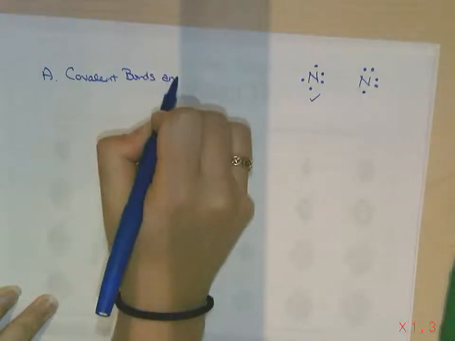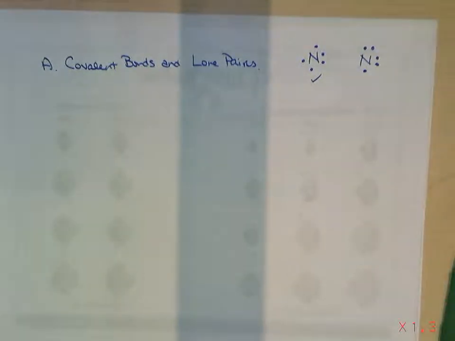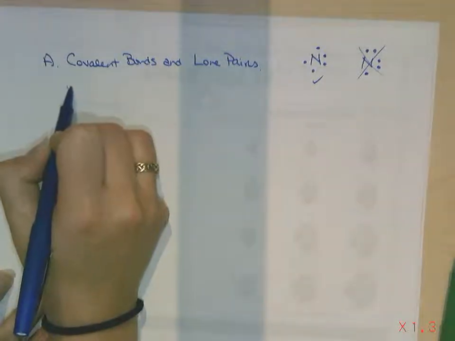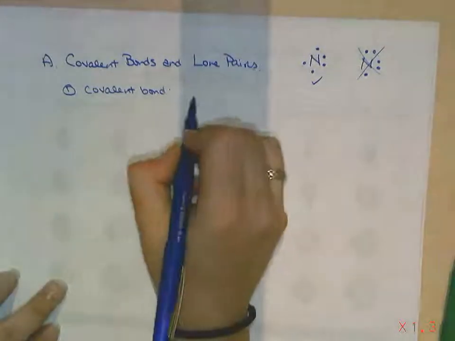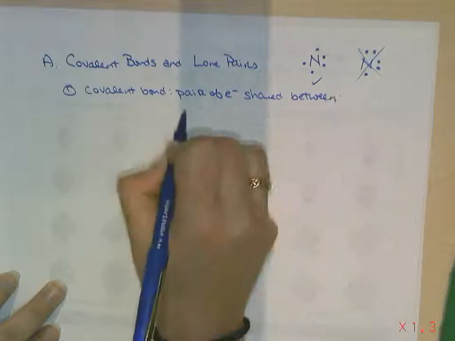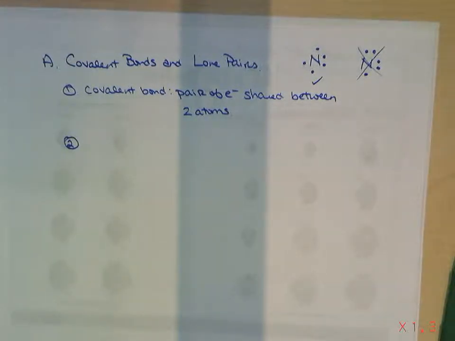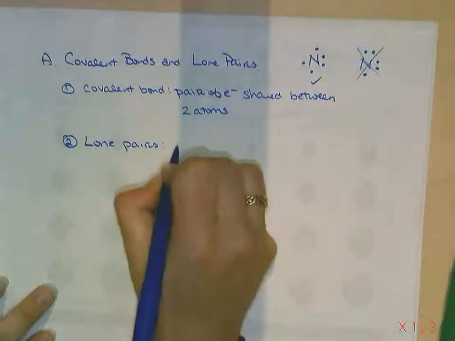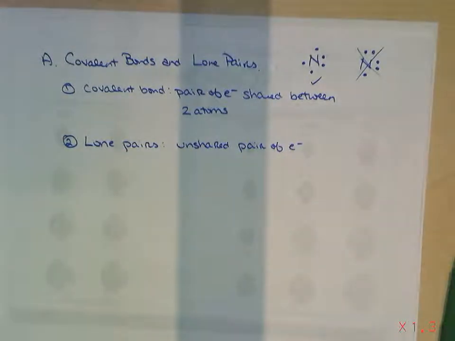Okay, this will be the last thing we talk about today: covalent bonds and lone pairs. Just like we said a moment ago, a covalent bond is a pair of electrons shared between two atoms.